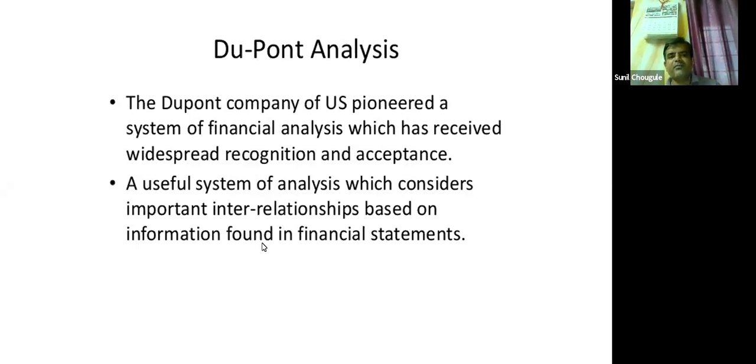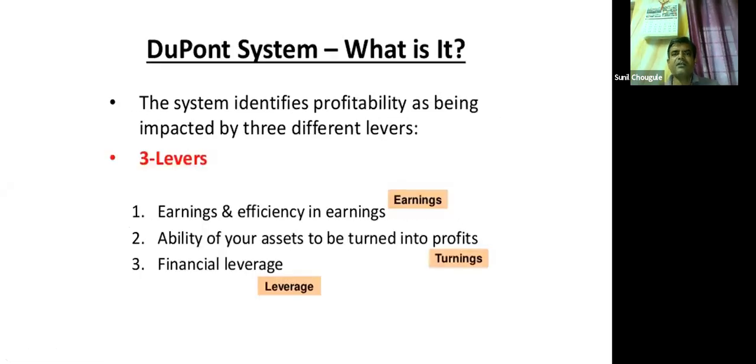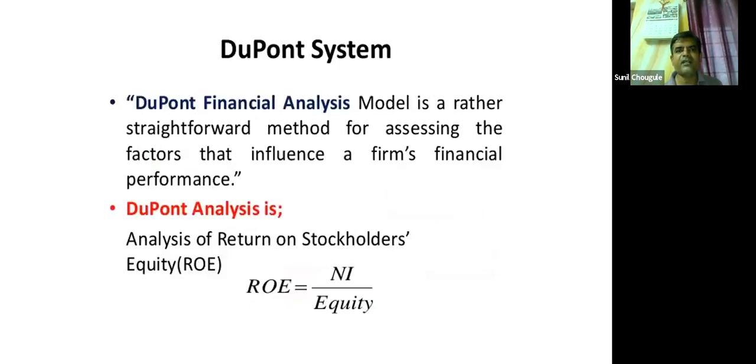So what happens? Information found in financial statements is used in DuPont analysis for financial performance. This is what DuPont analysis is doing. What is the DuPont system? The system identifies profitability as being impacted by three different levers: earnings, efficiency in earnings, which is titled as earnings; the ability of your assets to be turned into profits, turnover; and financial leverage. These are three levers they are using in DuPont analysis.